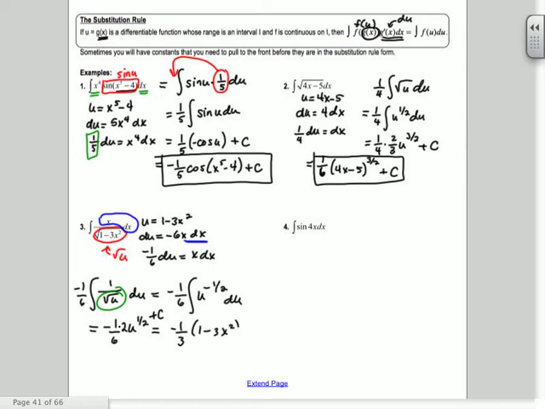So when I integrate, u under a square root is u to the 1/2. So you add 1 to the power, so it's 3/2 with the 2/3 out front. You still have your 1/4 out front plus c. So you get 2/12, which is 1/6 u, so 4x minus 5, to the 3/2 plus c.